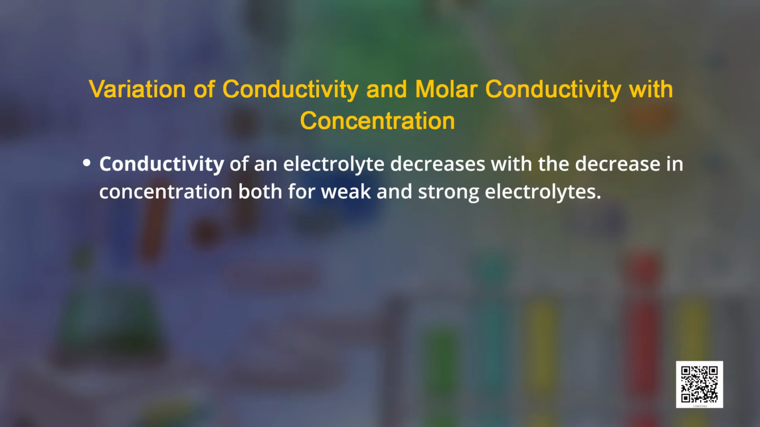Both specific conductance or conductivity and molar conductivity change with the concentration of the electrolyte. From the expressions discussed, we realize that conductivity of an electrolyte decreases with the decrease in concentration, both for weak and strong electrolytes. This is due to the fact that the number of ions per unit volume that carry the current in a solution decreases on dilution, whereas molar conductivity increases with decrease in concentration. Conductivity depends on the number of ions and the mobility of these ions.